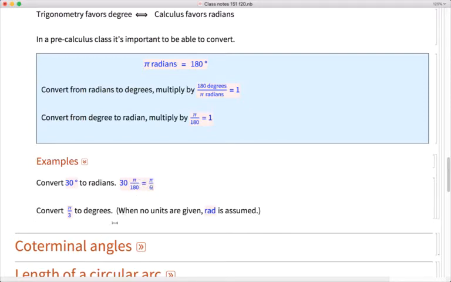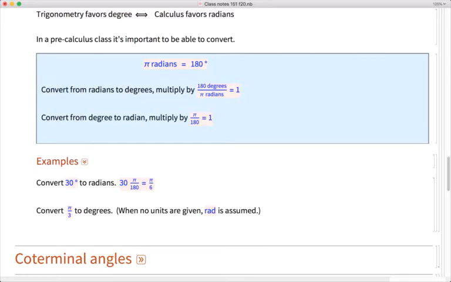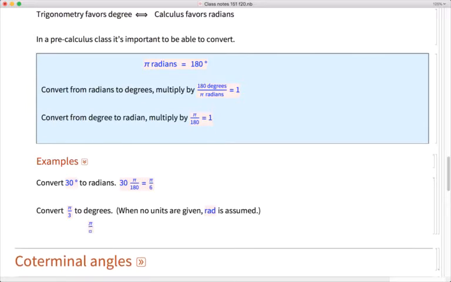Right? And convert pi over 3 to degrees. So I think I mentioned this before. There's no unit given here, so we assume that that's in radian. The pi is also a very good indication that this is a radian measured angle.